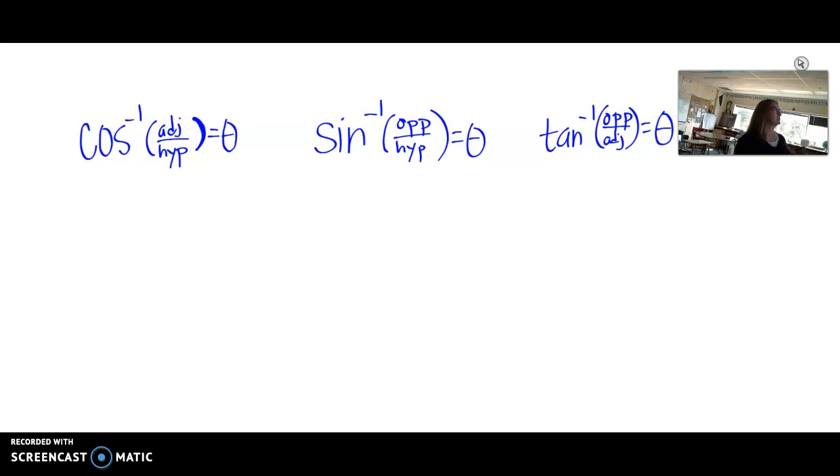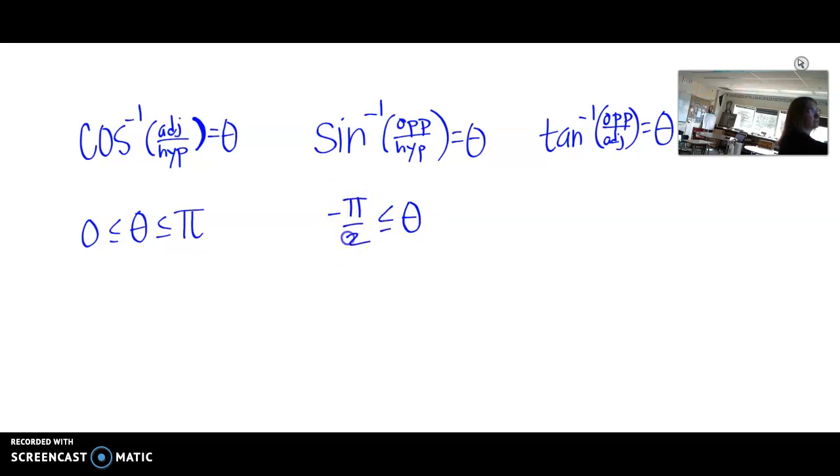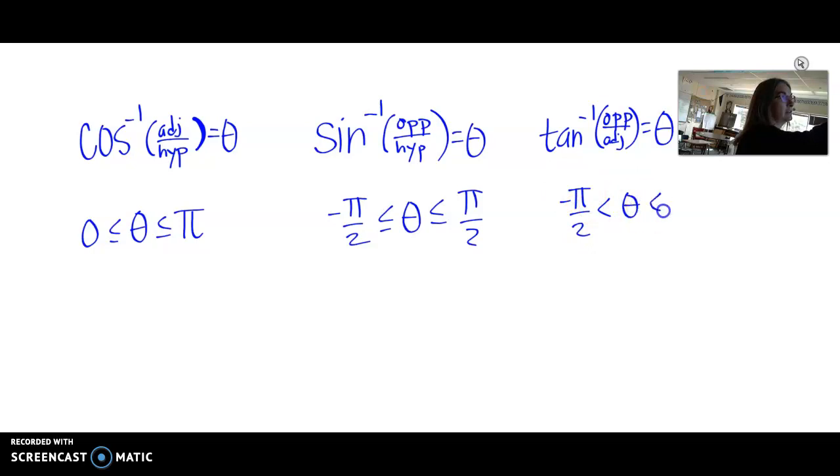And I just want to write down what the restricted answer will be. For the cosine, your angle theta is going to be between 0 and pi. And for both sine and tangent, the angle is going to be between negative pi over 2 and pi over 2. For sine, those values are included as part of the answer, and for tangent, they are not included. It's the same endpoints, but sine includes them and tangent does not.